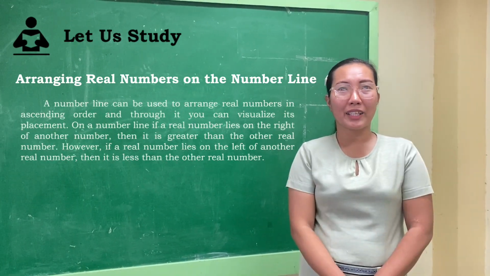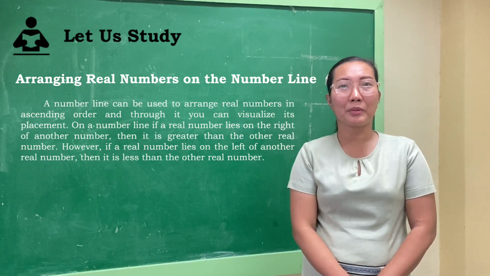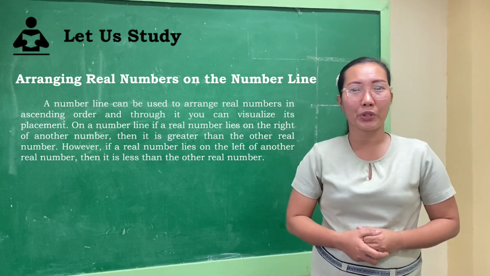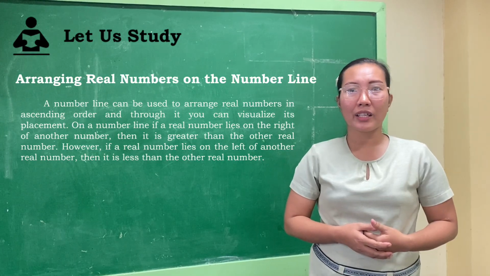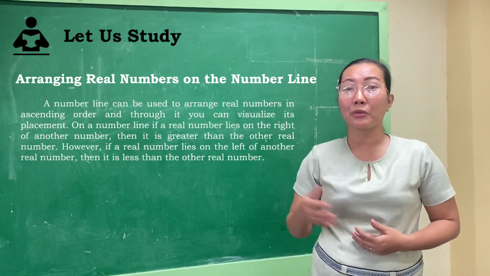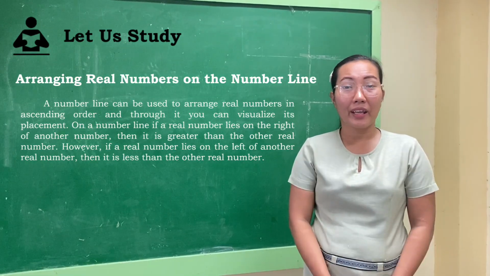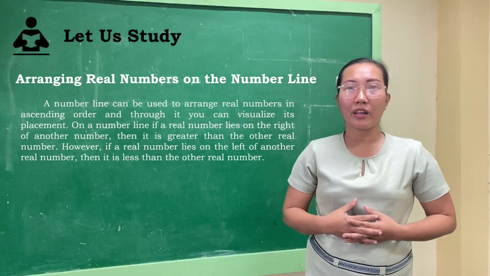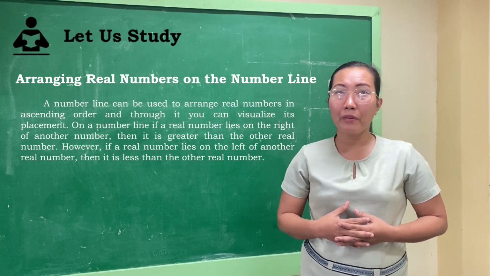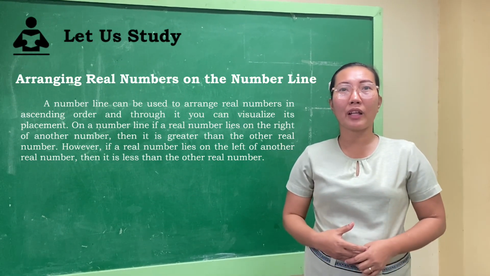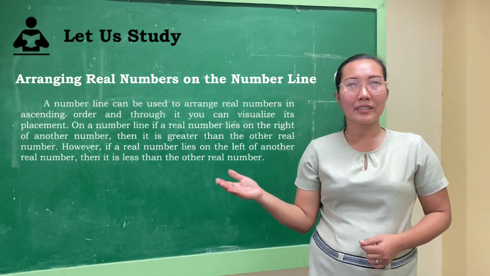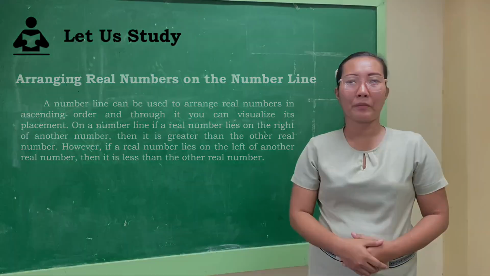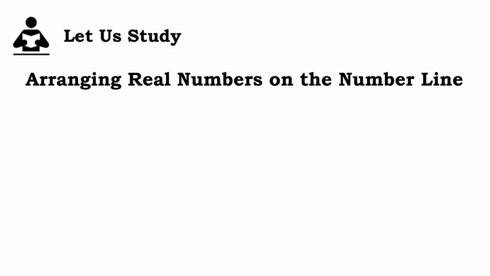A number line can be used to arrange real numbers in ascending order, and through it, you can visualize its placement. On a number line, if a real number lies on the right of another number, then it is greater than the other real number. However, if a real number lies on the left of another real number, then it is less than the other real number. Okay, let's have an example.